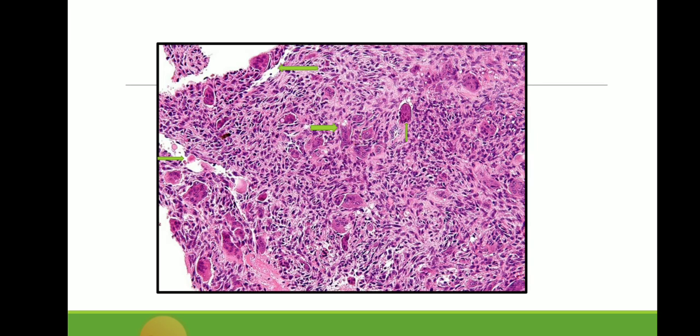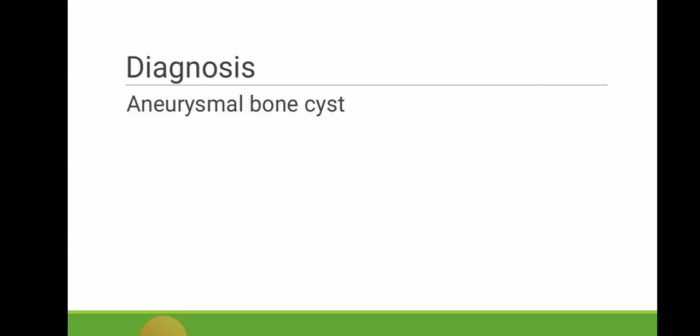In this image we can see a hypercellular lesion showing two varying sized cavities. The cavities lack an endothelial lining and the intervening stroma consists of numerous multinucleated giant cells and scattered spindle cells showing abundant amount of cytoplasm. So, the diagnosis was aneurysmal bone cyst.